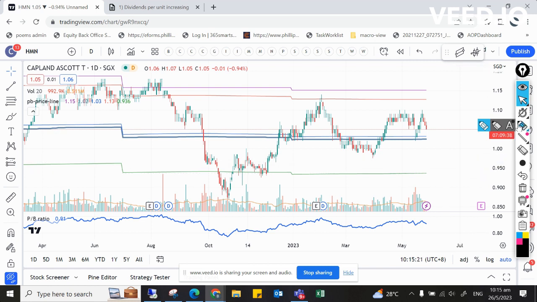So for example, price to book ratio is P over B. And if you multiply by the book value per share, you will get P. Some simple math here. Okay, let's clear the screen.